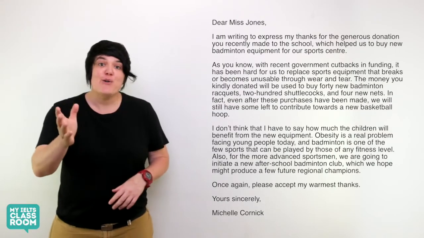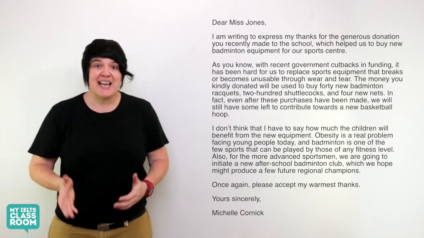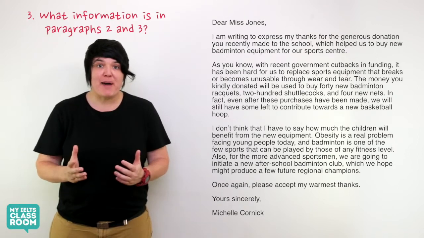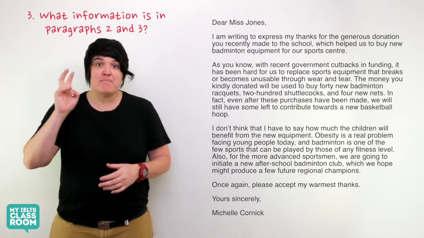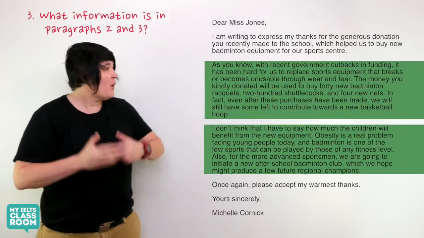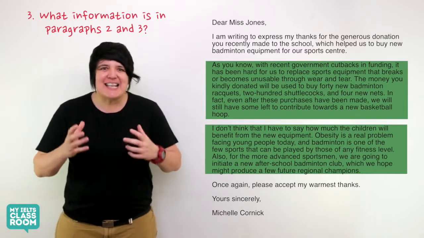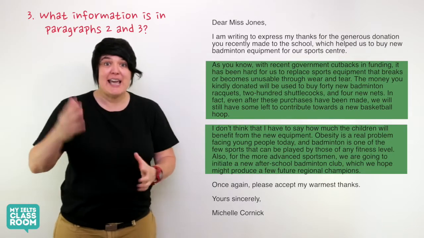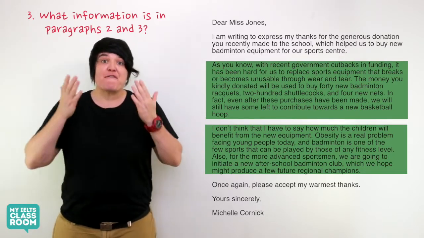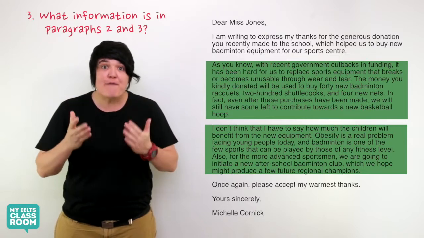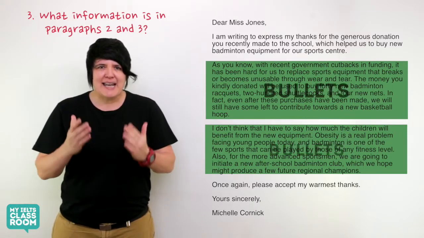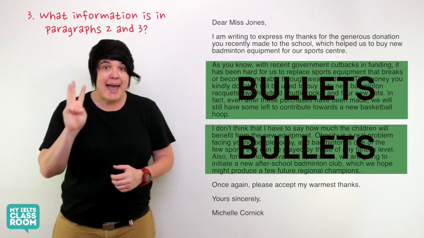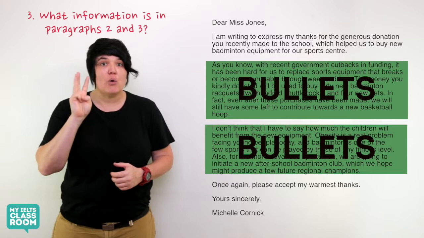Right, so those are our openers and closers. Let's move on to question number three. What information does the writer put in the middle two paragraphs? Well, clearly this is the meat of our letter. We start with this greeting and we tell them the purpose. Finally, we give the information from the bullets. Now, you will either have two or three main body paragraphs in your letter.